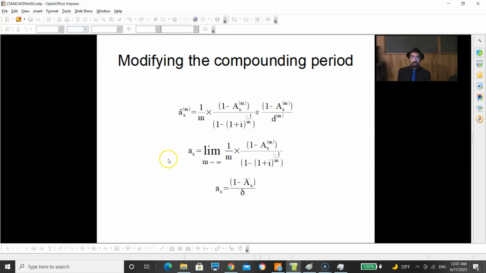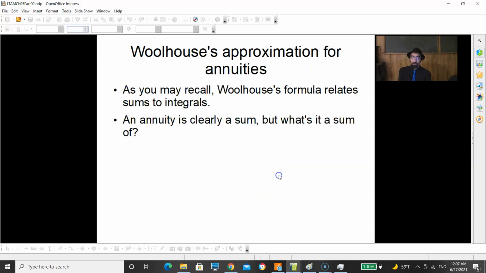And to go continuous with this, you just take the limit as m goes to infinity. In the limit of continuous increments, your discount rate will just become the force of discount, which is also the force of interest, just this delta. So we'll say a bar sub x equals 1 minus big A bar sub x over delta. All right, we could go through some examples of that, but again, it's just those same couple of formulas.